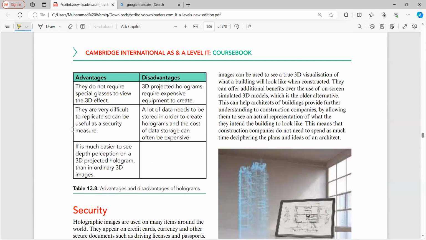What can be certain advantages and disadvantages? Advantages can be that they do not require 3D glasses, they do not require 3D effects, and they are very difficult to replicate, so they can be useful as a security measure. It is also much easier to see, so with a 3D hologram you can actually witness the 3D depth of it. However, some disadvantages can be that it could be expensive to create and a lot of data needs to be stored in order to create these holograms, and they are quite expensive as well.